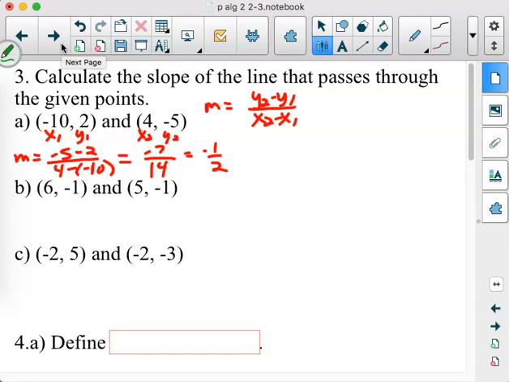I go to B, because I know that one's simplified. It's all good. And again, I'm thinking x sub 1, y sub 1, x sub 2, y sub 2, and eventually I won't need to write all those down every time. But this one is going to be negative 1 minus a negative 1 over 5 minus 6. Now, something probably felt a little wrong as you do. Negative 1 minus a negative, isn't that going to be 0?